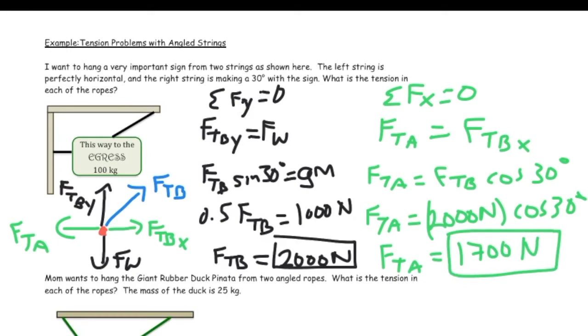Notice, there were two things to solve for in this problem, FTA and FTB. Since I'm using algebra, I need two equations to solve for two unknowns. I got the two equations from the two different directions in the free body diagram.